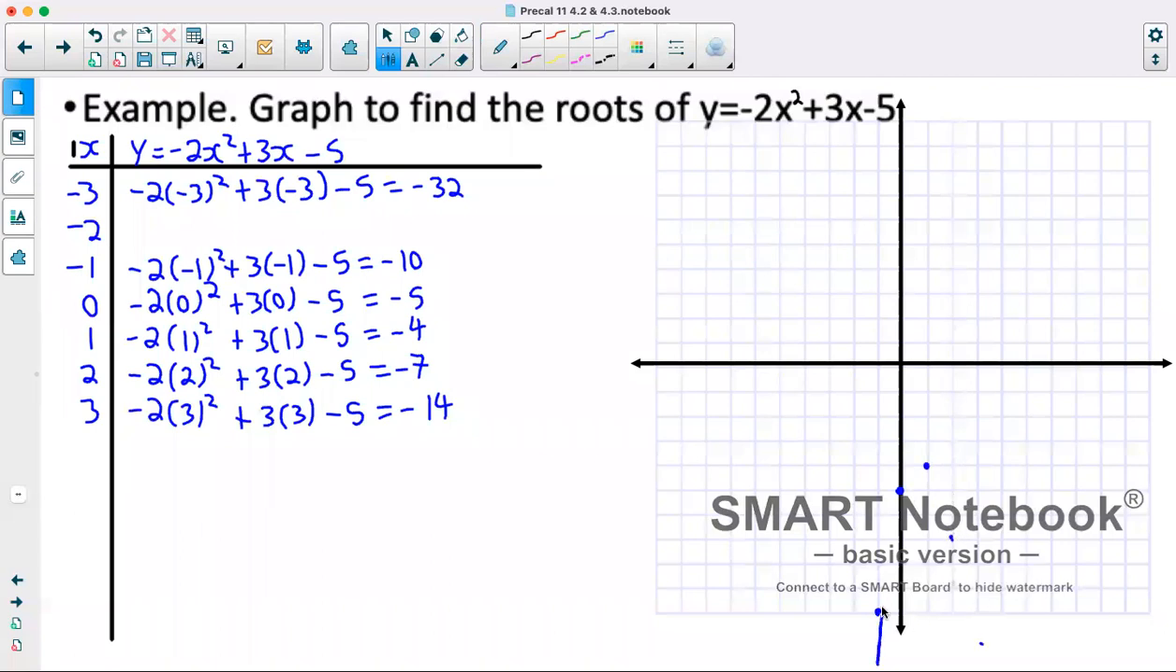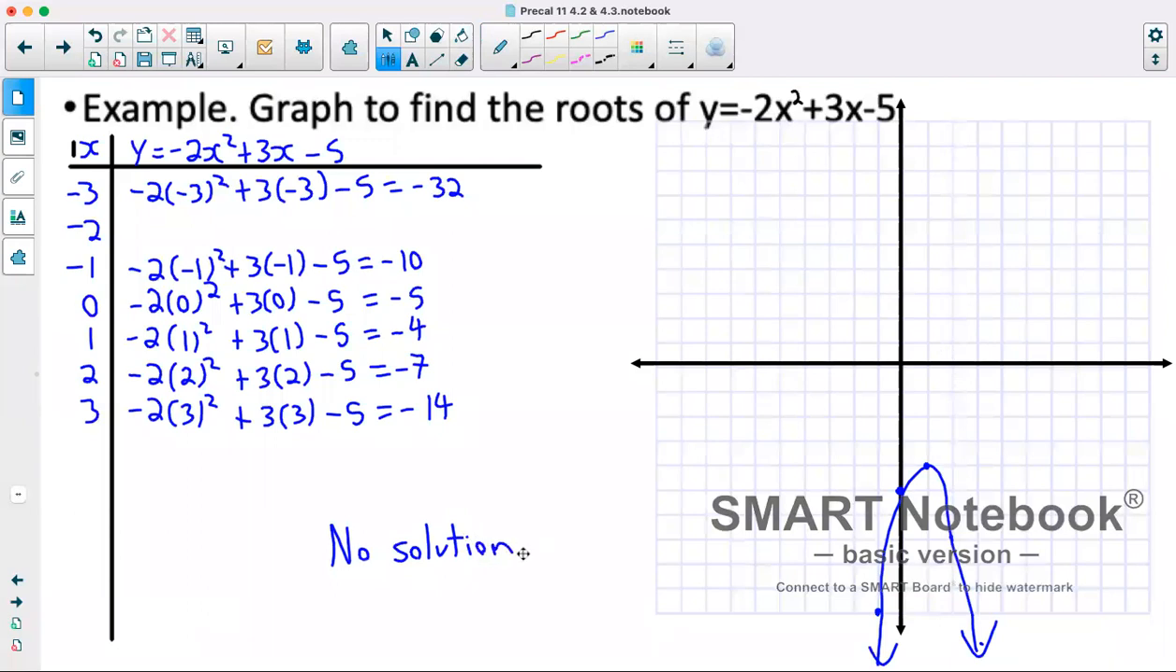So our parabola would look something like this. As you can see, it doesn't cross our x-axis. So therefore, this one has no solutions.